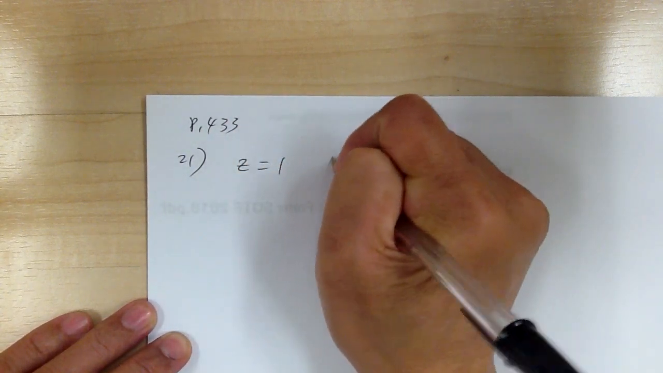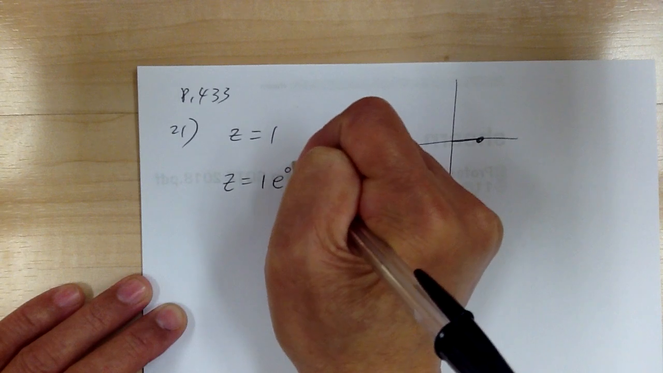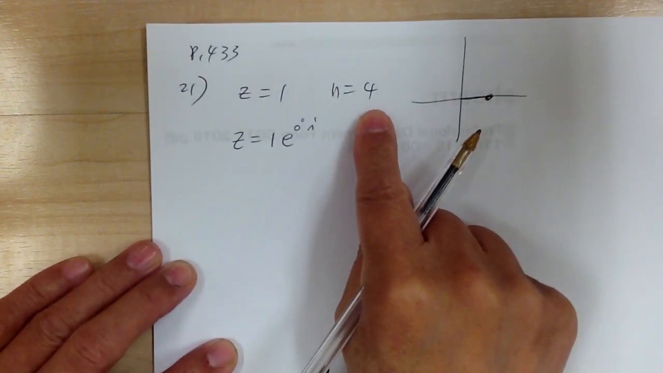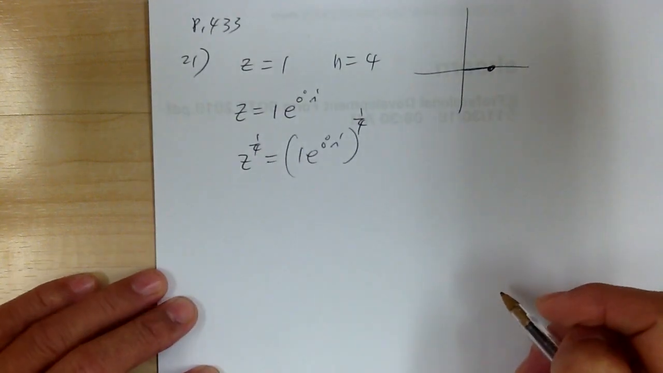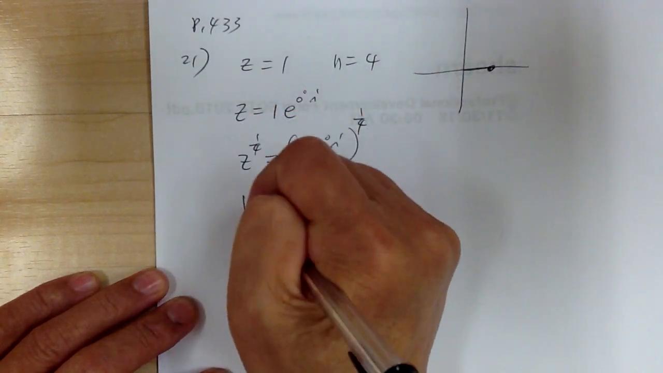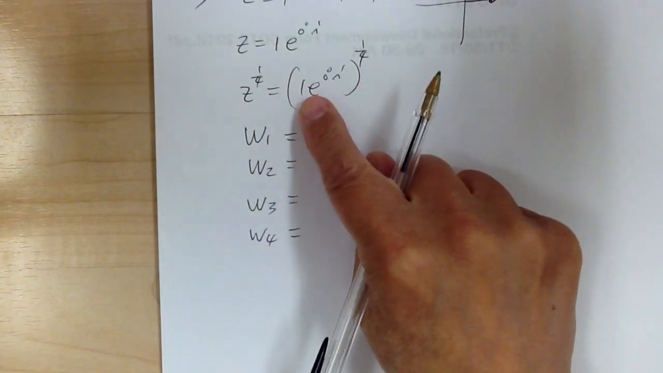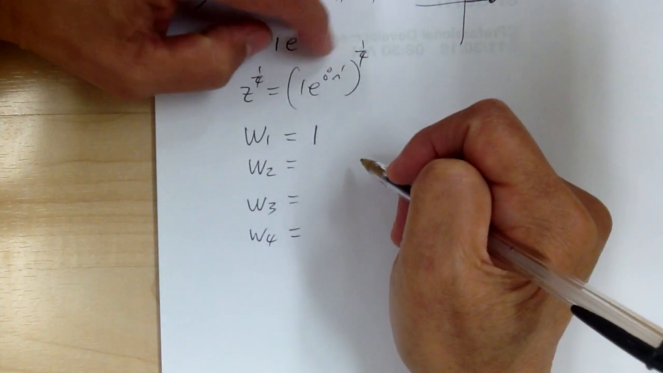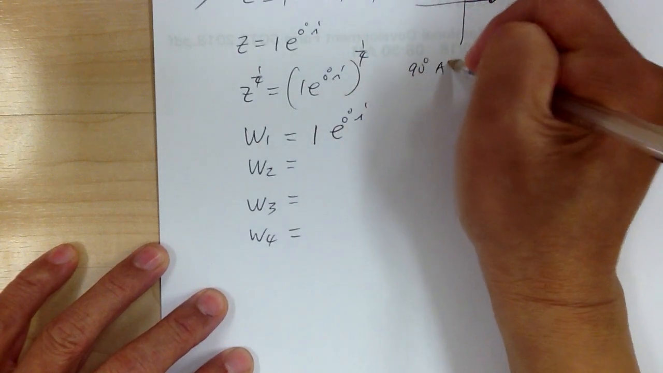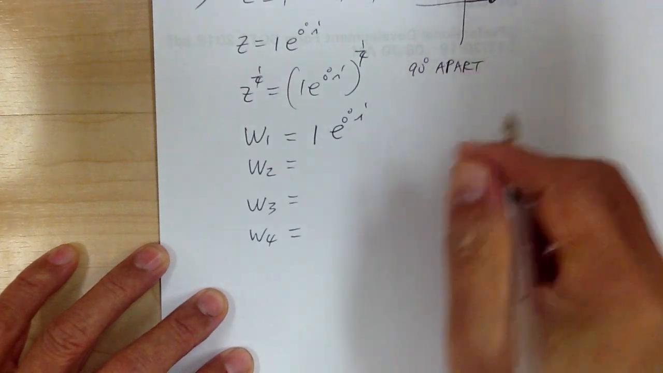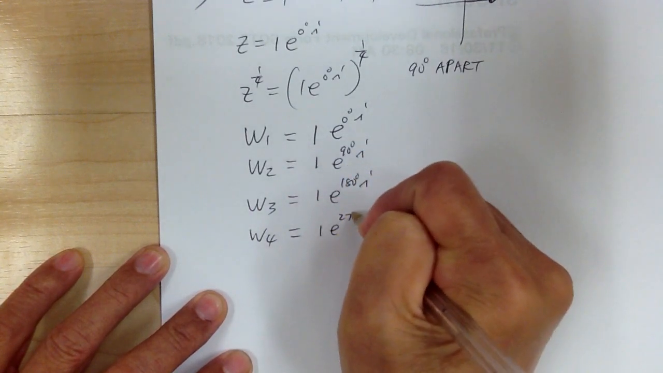Here you got z equal to 1 and n equal to 4. So z equal to 1 is right over here. So z equal to 1 e to the 0 degree i. Okay. And you're going to take to the 4th power. So z to the 1/4 equal to 1 e to the 0 degree i to the 1/4 power. So n equal to 4, so you're going to get 4 answers: W1, W2, W3, W4. So the first one, you take the 4th root, is still going to equal 1, and 0 times 1/4 is still 0. Now, because n equal to 4, 360 divided by 4 is going to be 90 degrees apart, and they're going to be 4 answers. So that means the second one is going to be 1 e to the 90 degree i, and 1 e to the 180 degree i, 1 e to the 270 degree i. Okay.